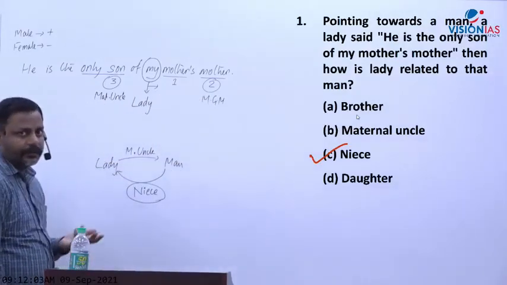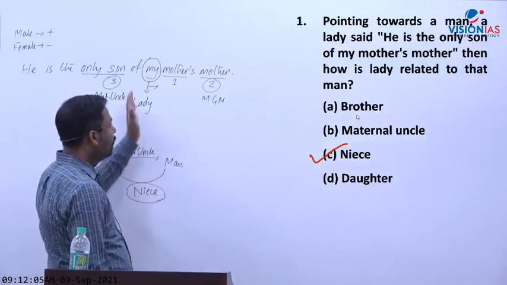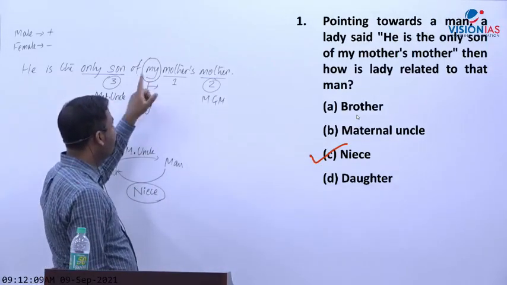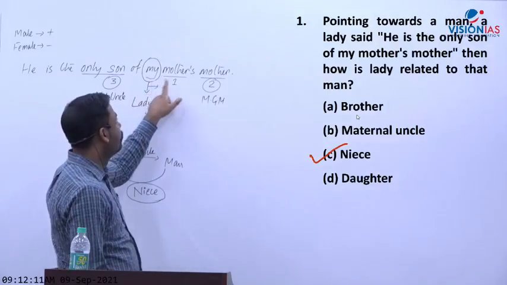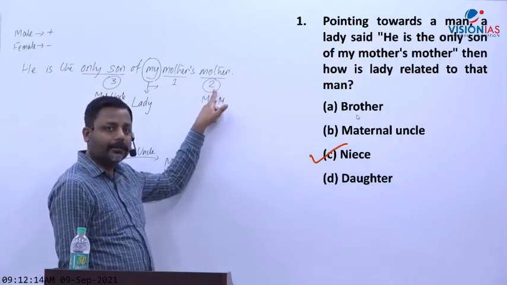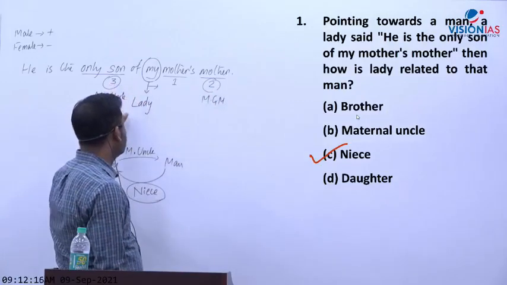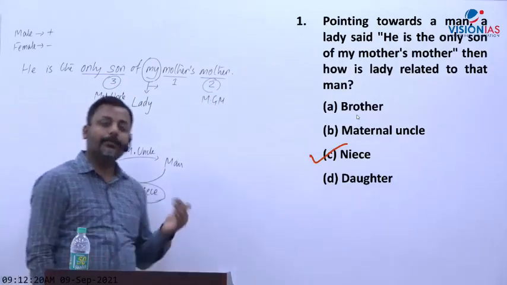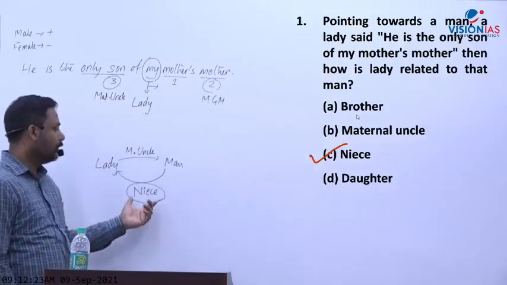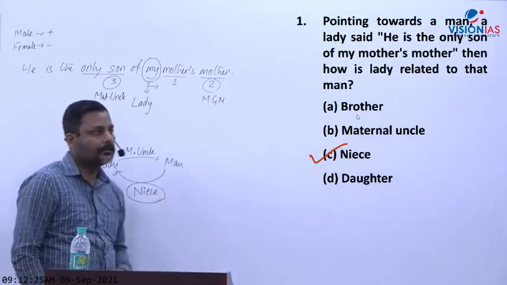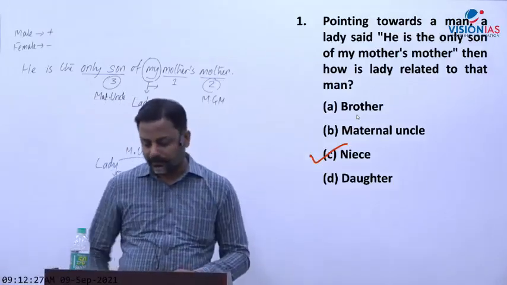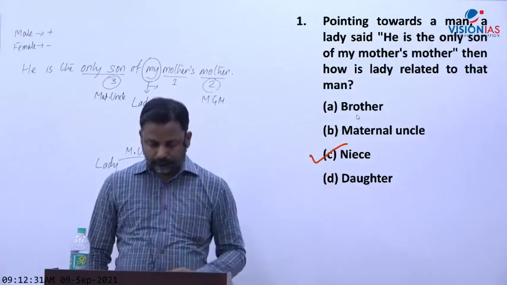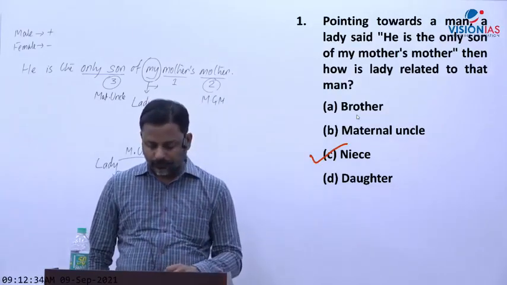So, this is one of the ways to solve this particular question, by making a chain of relationships. What we have done over here is start from this word, my. My mother's mother is my maternal grandmother, and my maternal grandmother's only son is maternal uncle. So, the man is maternal uncle of the lady. Then who will be the lady for the man? The answer is niece. Is it clear?